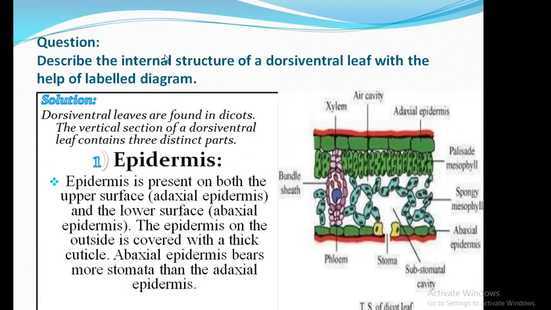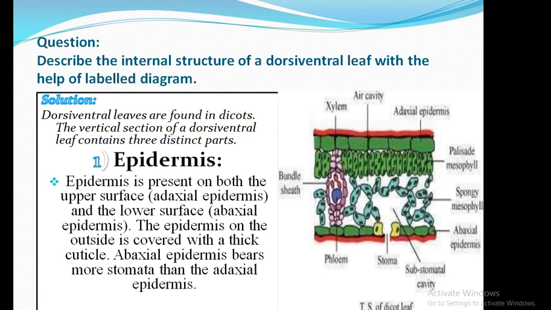The question may ask in the examination: describe the internal structure of a dorsiventral leaf with the help of a labeled diagram. This question is very important for CTEVT examinations, NEB examinations, and other such types of examination. This is the basics of plant anatomy, and we can write the answer to this question as: dorsiventral leaves are found in the dicots.